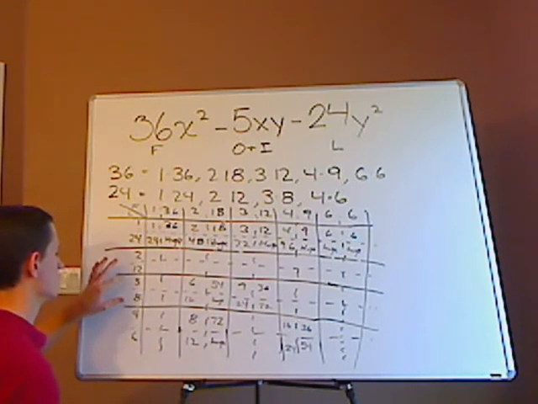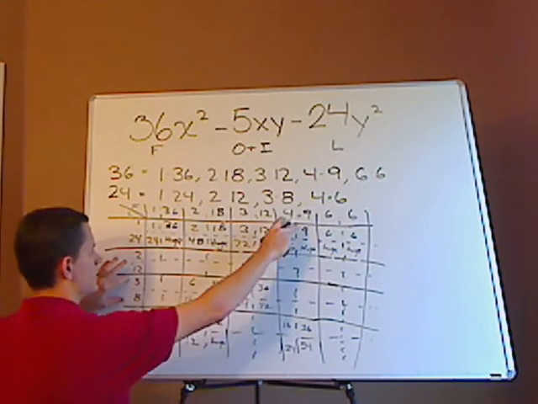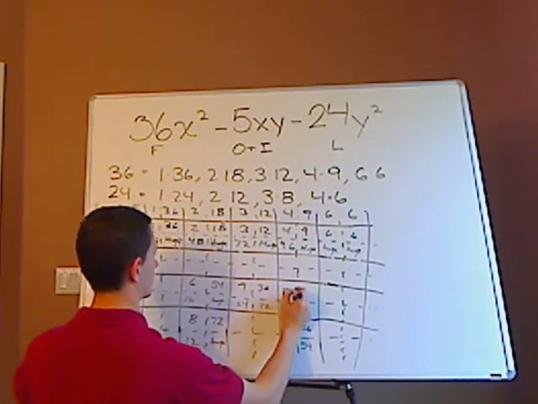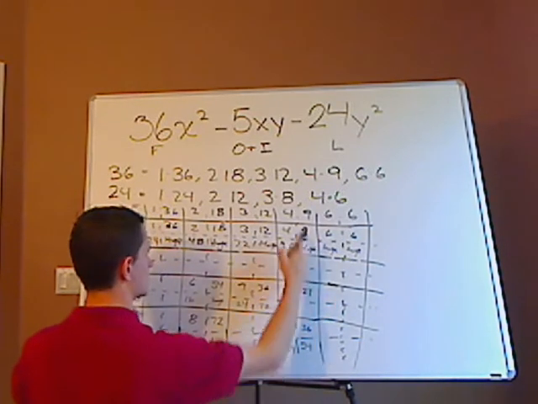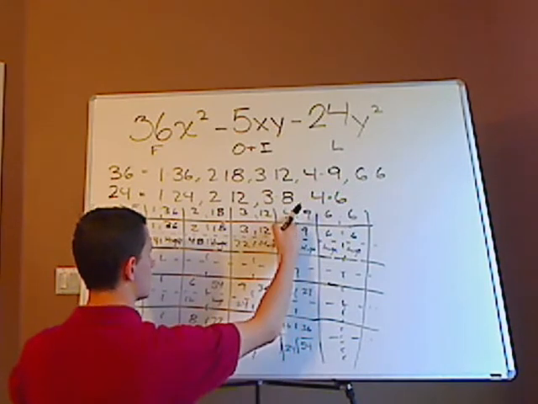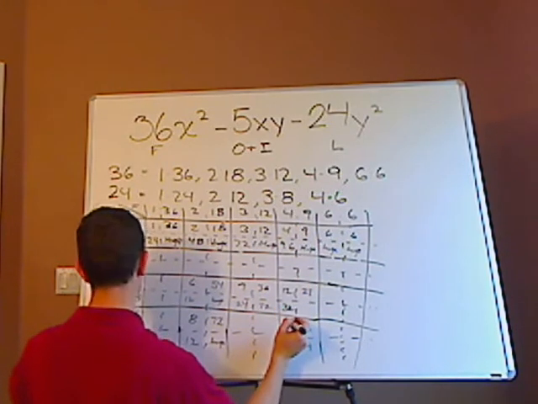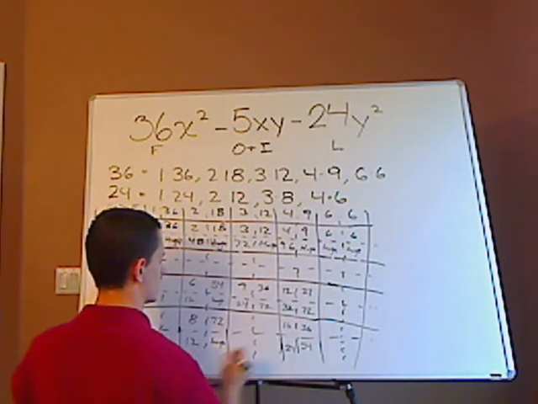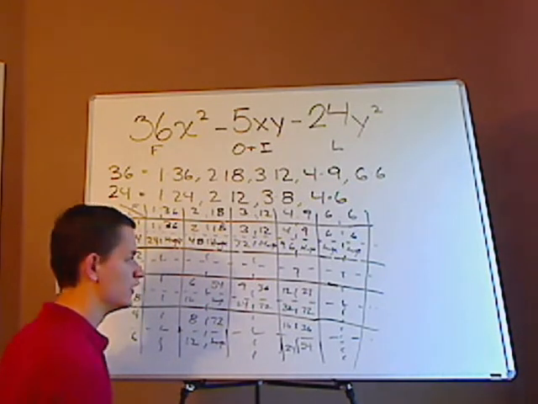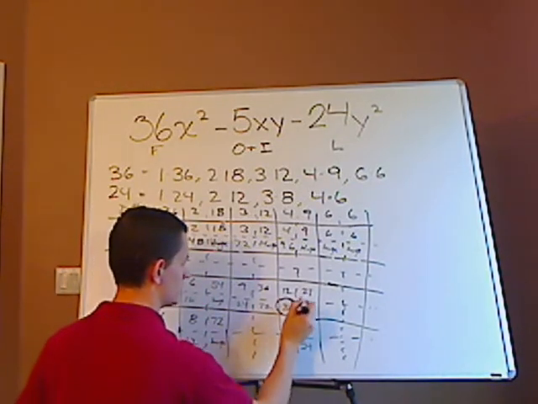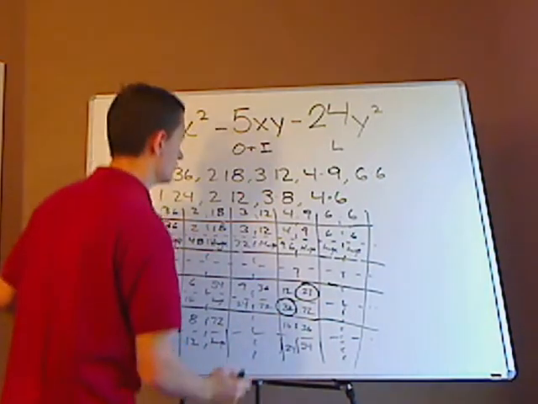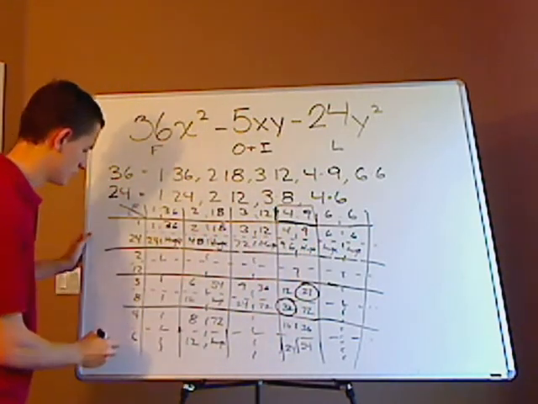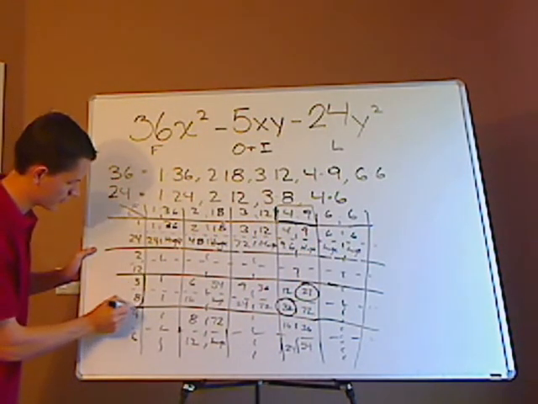So maybe if I have like a 3 and an 8 and a 4 and a 9, let's see if that works. So I have 12, 27, right? 3 times 9. Then I have 8 and 32, and then 8 times 9, which is 72. And if you notice, that actually works. This is 32 and 27. So this works with this guy right here.